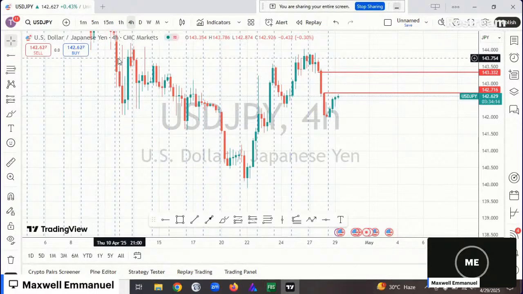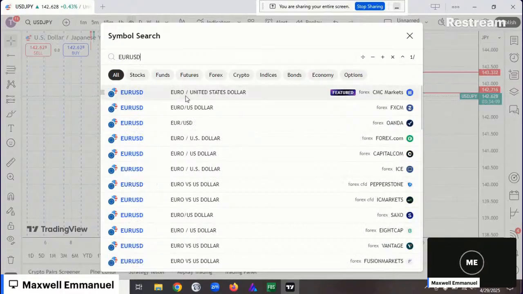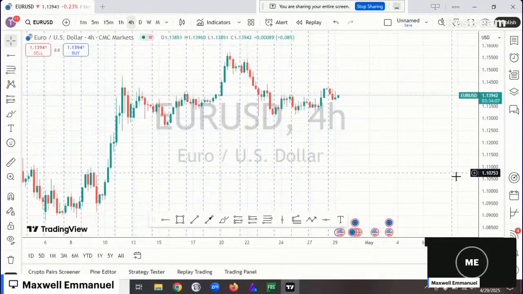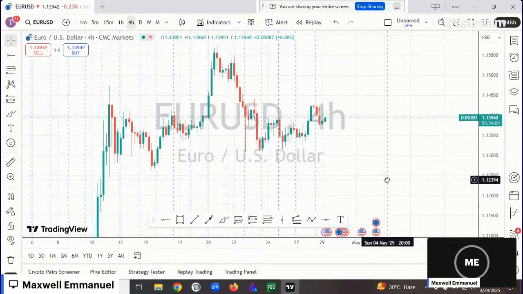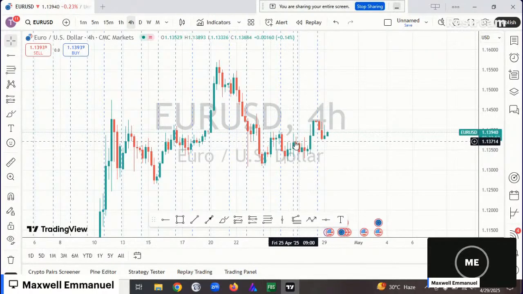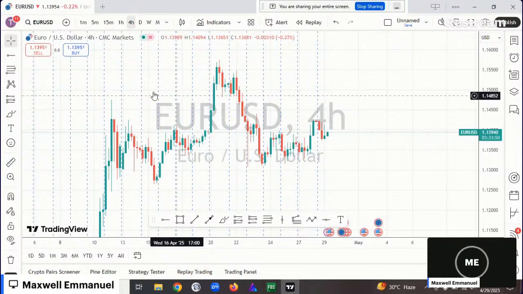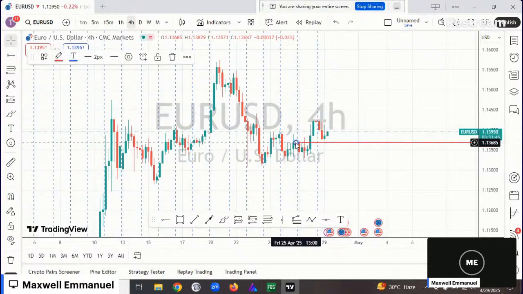So let's look at Euro USD. We'll also look at gold. So Euro USD, you can see the previous 4-hour candle. This is an inverted hammer. We had a fair value gap here. Now the reason price might not get to this fair value gap could be this support here. That could be the reason price might not come to fill this fair value gap.